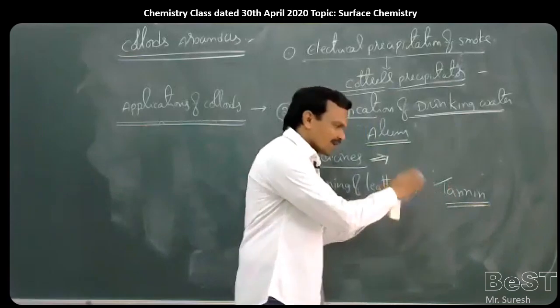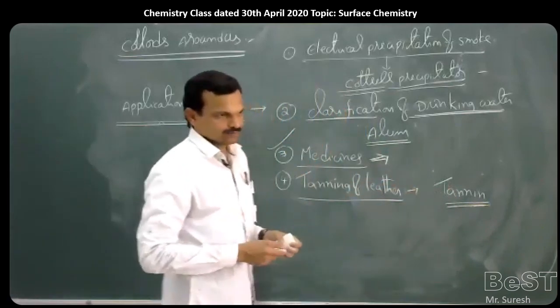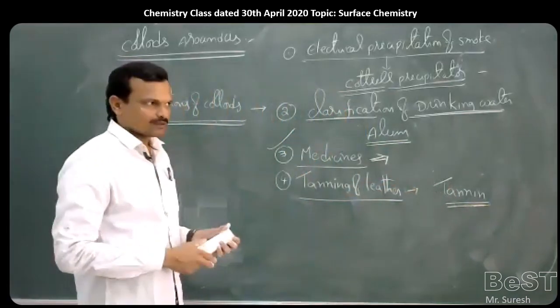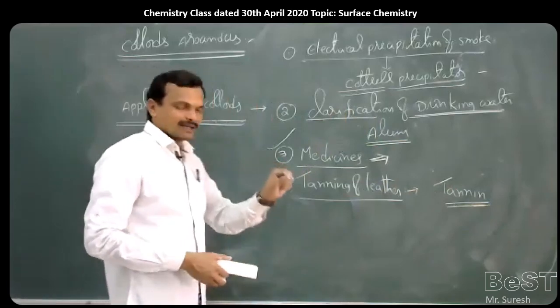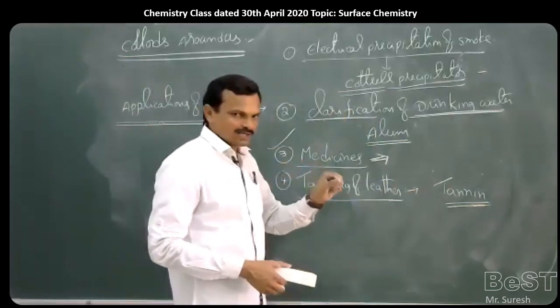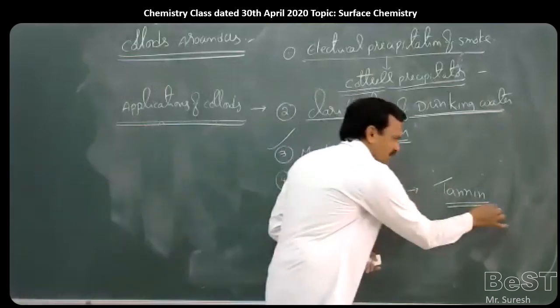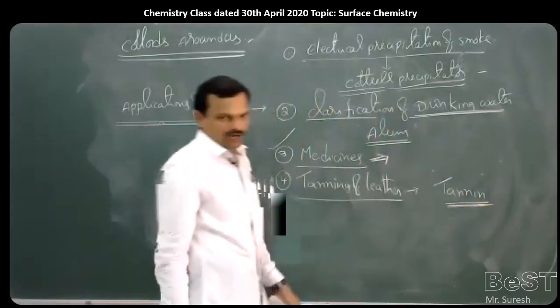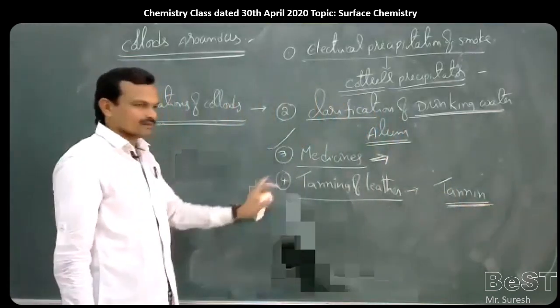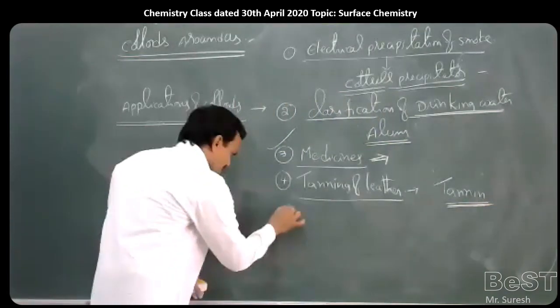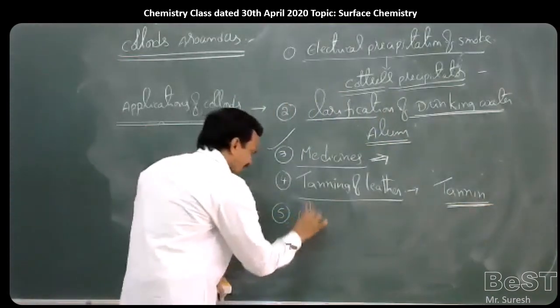Thereby, the leather becomes hardened. So hardening of leather by coagulating the positively charged colloidal particles in the animal hides by using tannin, which is a negatively charged colloid, is called tanning of leather. And next one, cleaning action of soap.